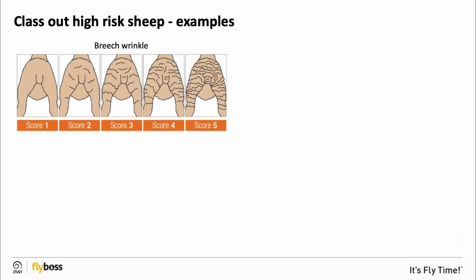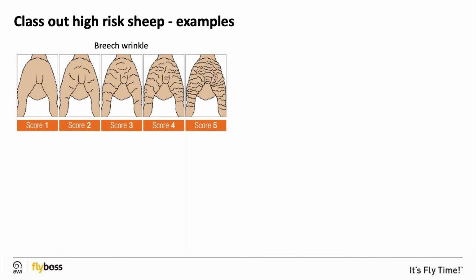So the AWI and MLA Visual Score Guide has some great examples of the type of sheep that would be high risk of fly strike. This guide can be used to assist in selecting and classing out sheep in order to prevent long-term fly strike. These visual score guides are really easy to download and a great resource.